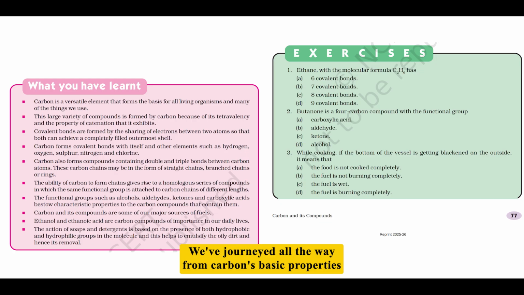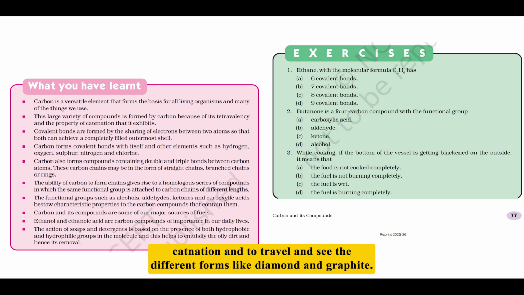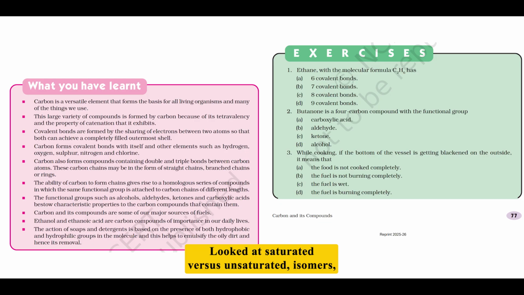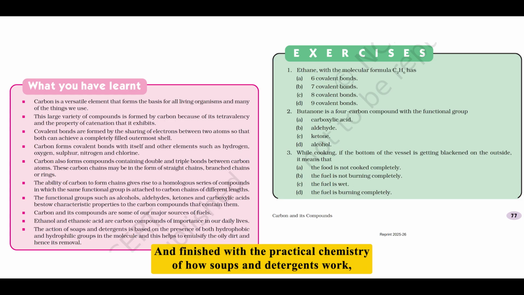We've journeyed all the way from carbon's basic properties to its complex bonding, its amazing versatility through catenation and tetravalency, the different forms like diamond and graphite. Looked at saturated versus unsaturated, isomers, functional groups, naming them systematically. And covered key reactions like combustion, oxidation, addition, substitution. We dove deep into ethanol and ethanoic acid, their properties and reactions. And finished with the practical chemistry of how soaps and detergents work, including micelle formation and the hard water issue. A really thorough deep dive.